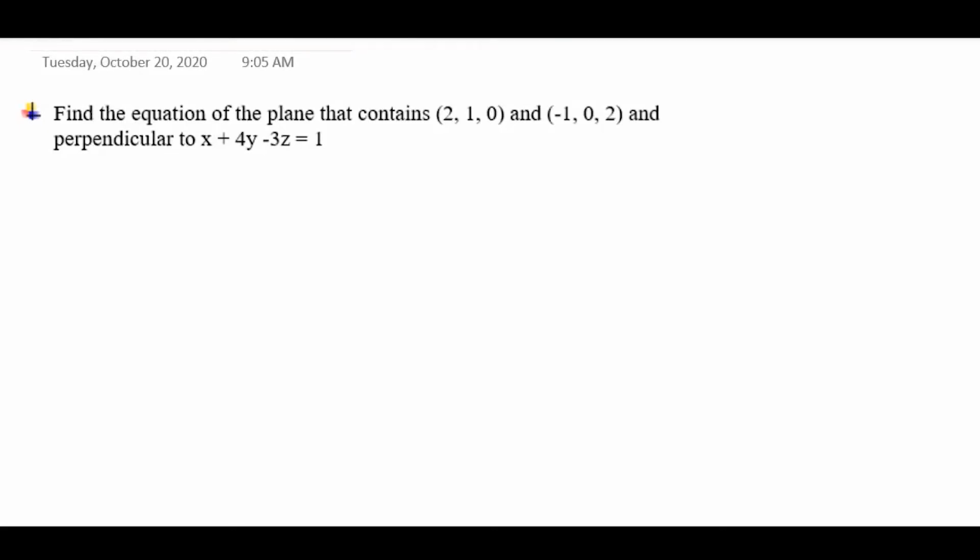Okay, now we have to find the equation of the plane, which we know how to do, right? Direction, normal vector, and the point. And we are given 2 points, so we can use either one, right? We'll probably use this one, whichever is nicer. And then perpendicular to this plane.